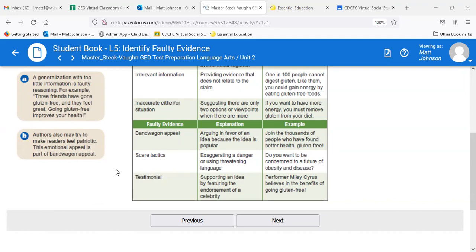And then finally, testimonial. Supporting an idea by featuring the endorsement of a celebrity. That celebrity doesn't have to be an expert, right? Their example here is, "Performer Miley Cyrus believes in the benefits of going gluten-free." So let's all be like Miley Cyrus and adopt a gluten-free diet. That's also really prevalent in advertising, right? No matter what it is, you see celebrity endorsements.